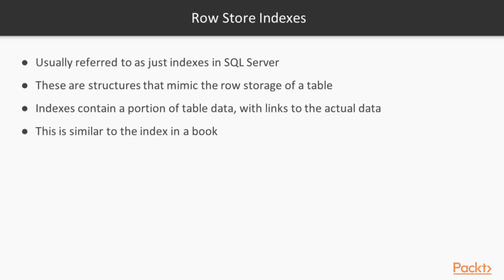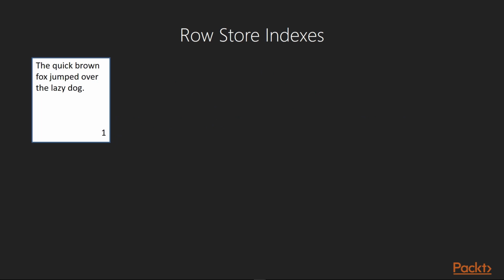Row store indexes are normally just what we call indexes in SQL Server. However, they're row store indexes because that's the structure of the index. It mimics the row storage in the table. An index typically contains a portion of the data with links back to the actual data, though it could be the data itself, and we'll see that in a later section. And this is similar to how an index in a book actually works. So let's look at an example.